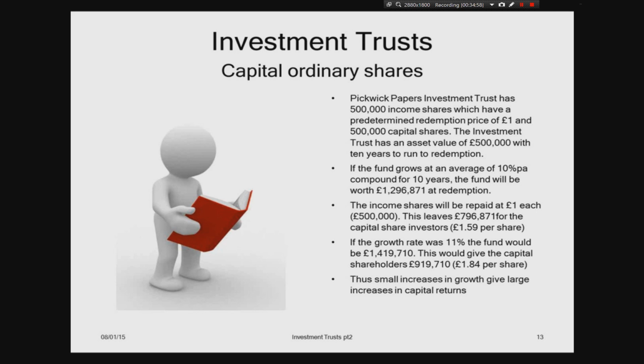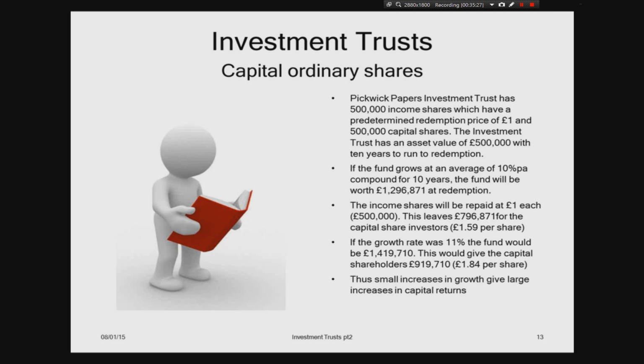will be repaid at £1 each, because that's what's been agreed, and they've had the income generated by the fund. They will get their £500,000. This leaves £796,000 for capital share investors. That is £1.59 per share. Therefore, they've made some money on their investment.